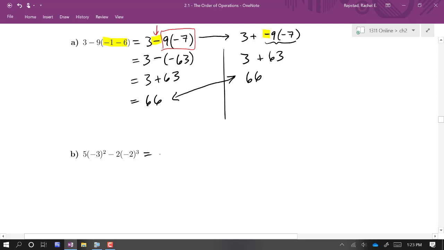Okay, let's do another one. Here I can see that I do have parentheses, right? There are parentheses present. However, there's nothing going on inside the parentheses. The parentheses aren't doing anything but sort of housing a number. So we can move on next to exponents. So the first things we're going to focus on are that part and that part. Negative 3 squared is a positive 9. And negative 2 cubed is a negative 8.